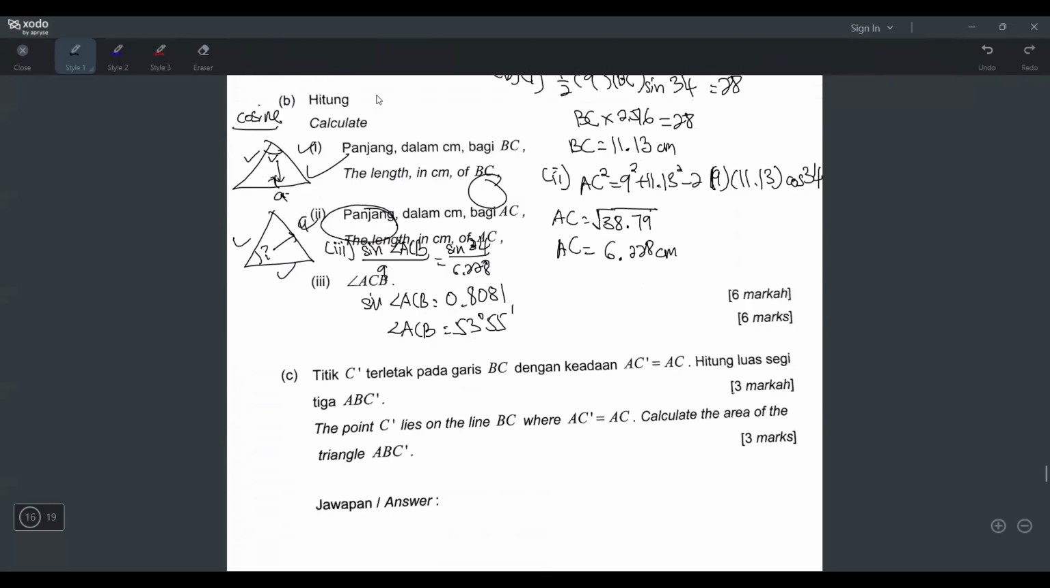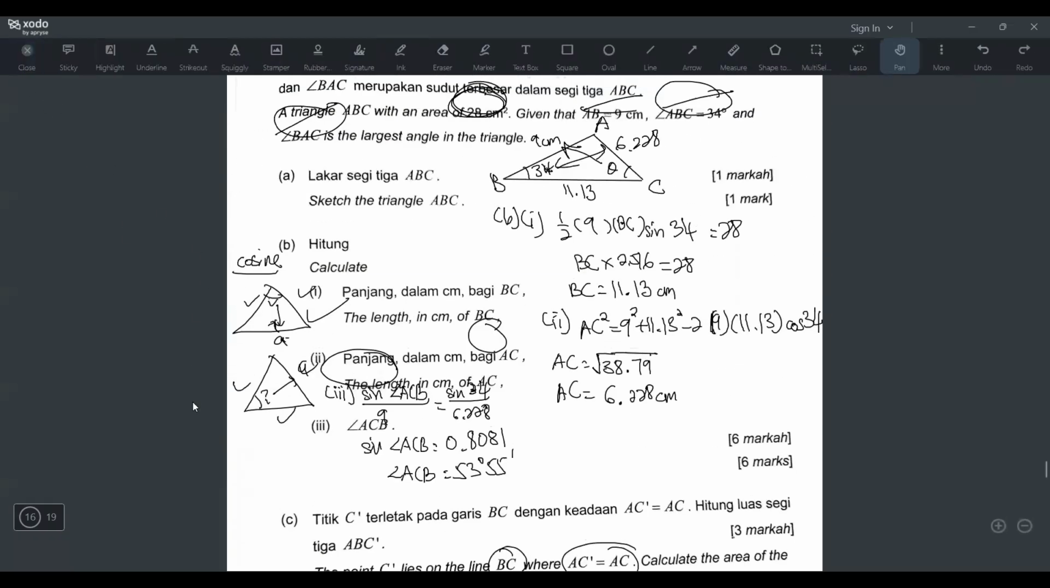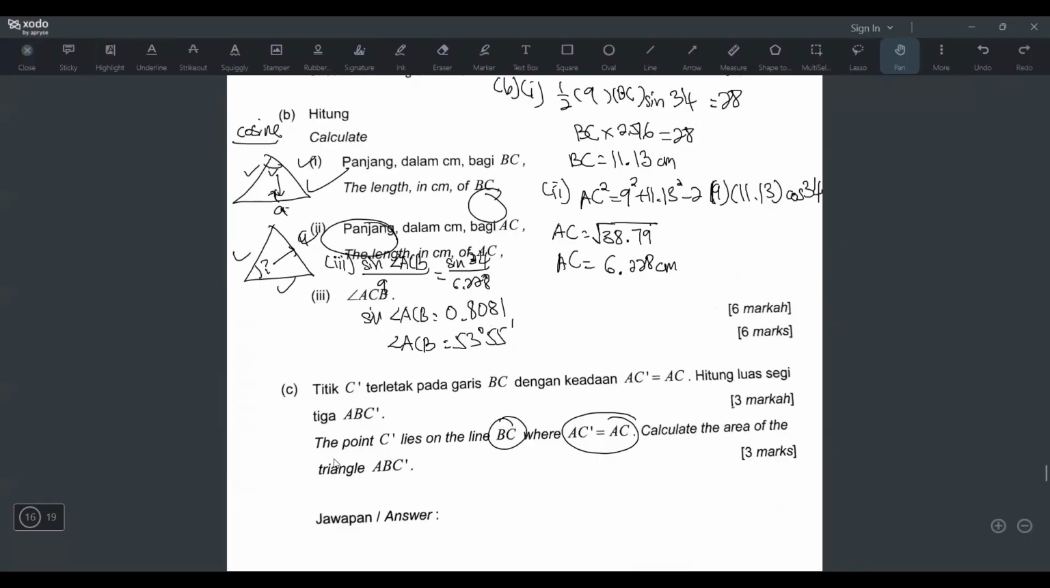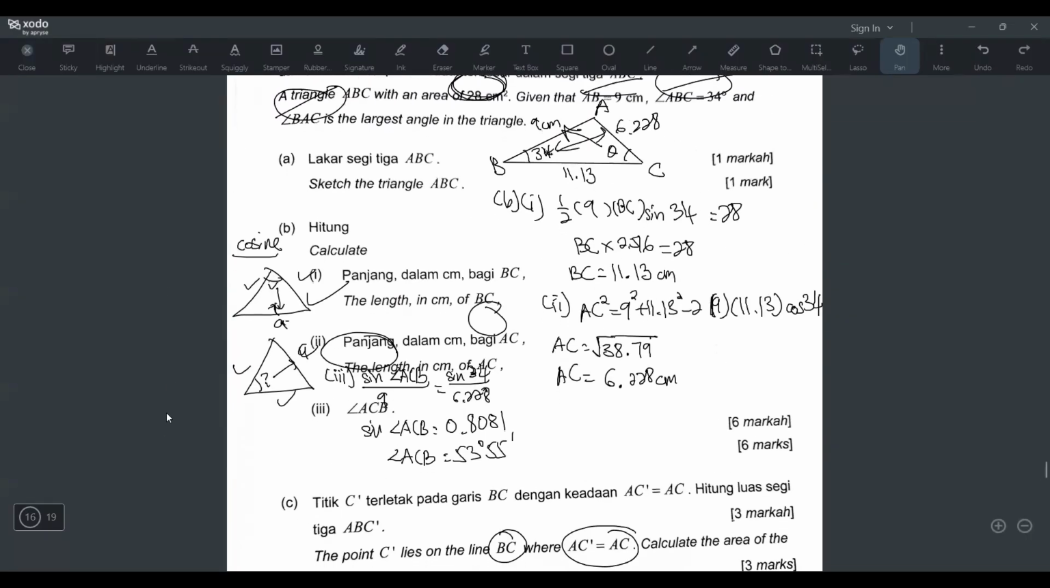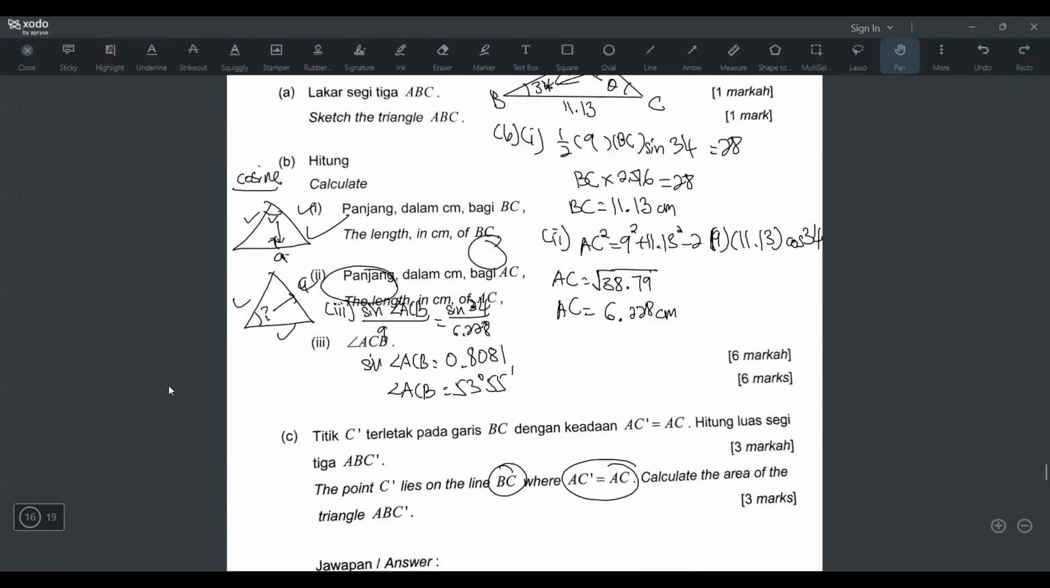Okay, point C prime lies on line BC where AC prime equals AC. Calculate the area of ABC prime. Okay, I think this is the ambiguous case. Usually for ambiguous case they will ask us to sketch, but the soalan never asks to sketch. But I will sketch.